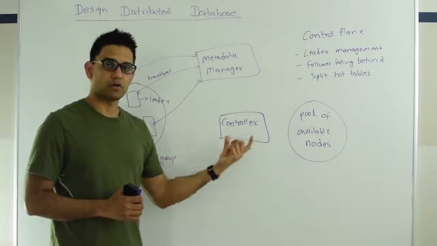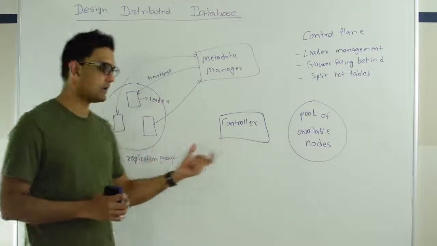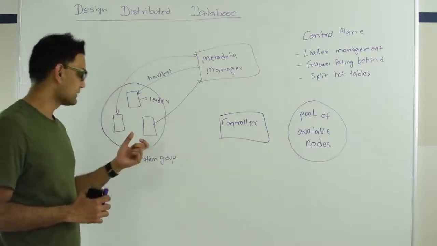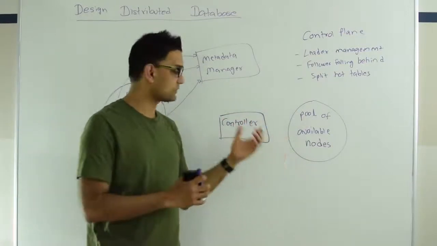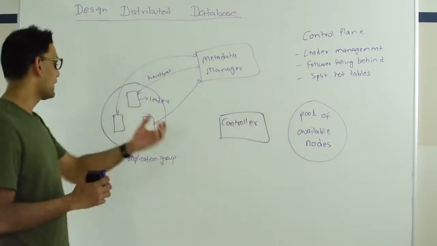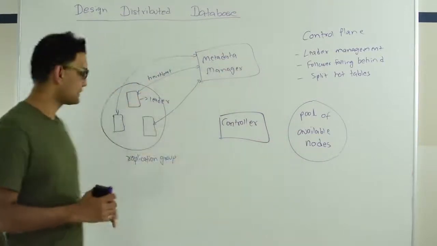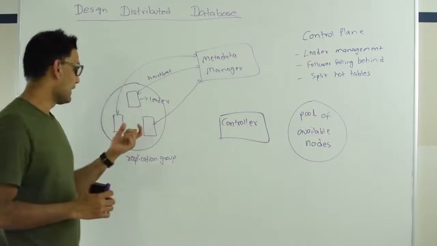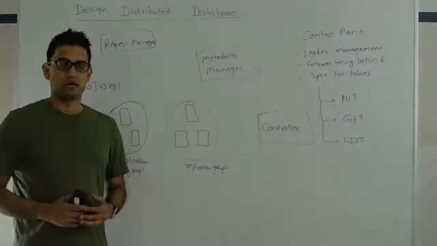So the controller who is sitting there is monitoring all the replication groups, and it realizes that this one node is not able to stay in sync with the leader. So what it does is, there's a pool of available nodes, it takes one of those nodes and replaces that into this replication group, updates the metadata manager, and makes sure that that node stays in sync with the leader, and then flags this node for further inspection.